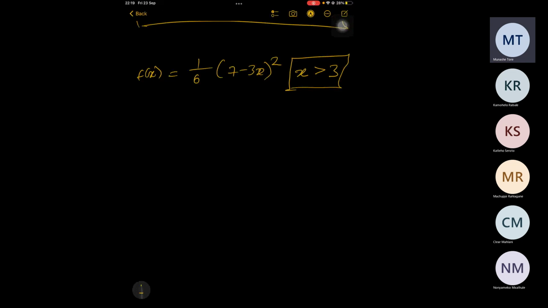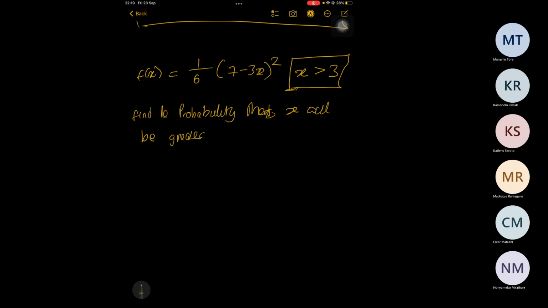Let's assume this is the limit that you are given, the interval, I mean. It's going to be x is greater than 3. Then they tell you to calculate the probability, just as they said in this other question we did. Find the probability that the variable x will be greater than 2.